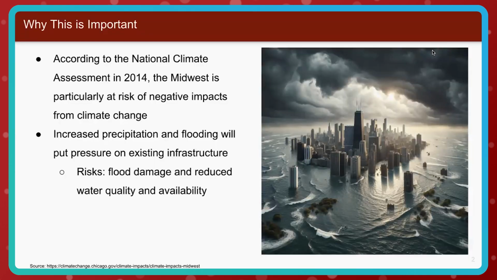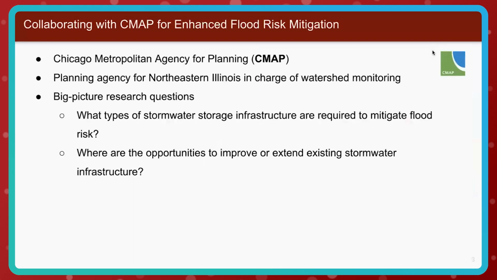I would like to start out by explaining why this project is important. Our project is part of the effort to enhance the city's ability to respond to climate change. According to the National Climate Assessment in 2014, the Midwest is at risk of negative impact from climate change. In particular, increased precipitation and flooding will put pressure on existing infrastructure, leading to flood damages and reduced water quality and availability. To address this problem, we are honored to collaborate with Chicago Metropolitan Agency for Planning, who is in charge of the watershed monitoring in northeastern Illinois.